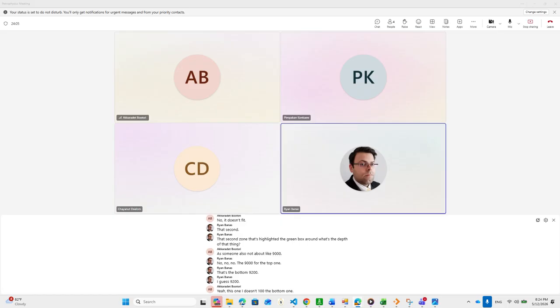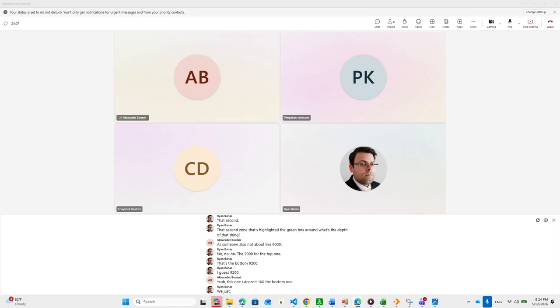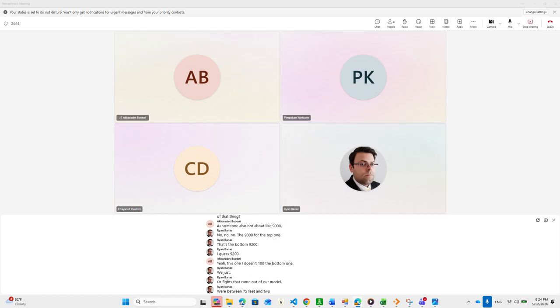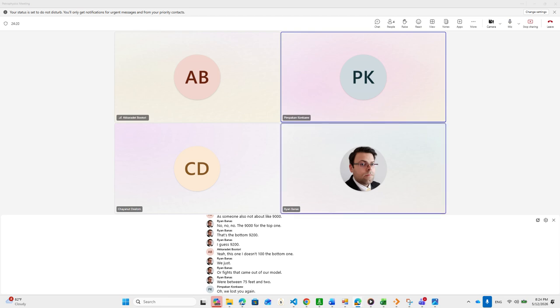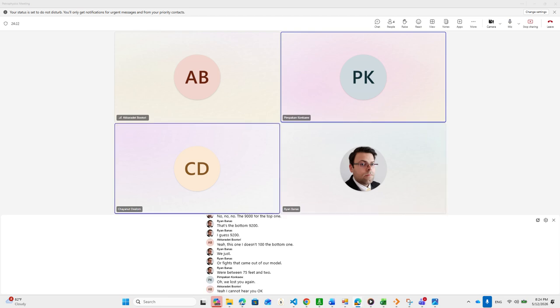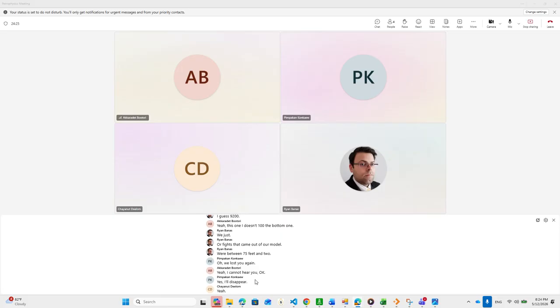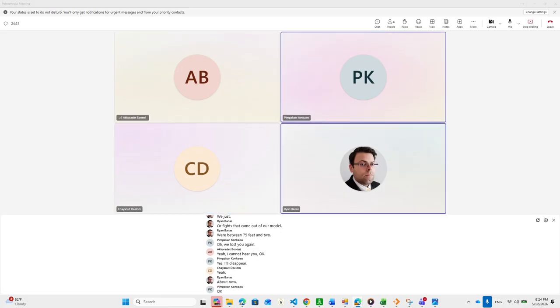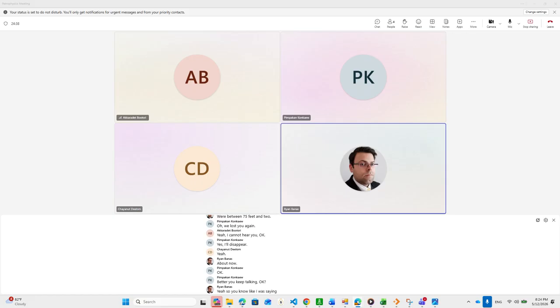Our heights that came out of our model were between 75 feet and 200. What does that tell you? Oh, we lost you again. Your sound disappeared. What's wrong now with your microphone? Better? Okay. You keep talking. Okay. Yeah. So, like I was saying, our model said anywhere between 75 to 200 feet.